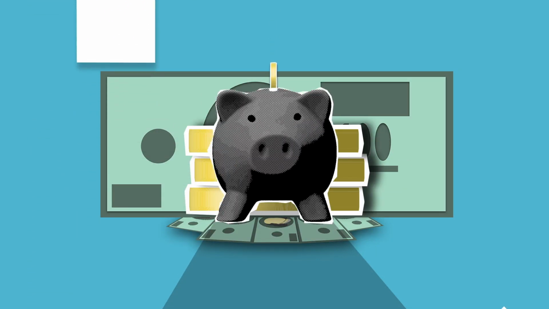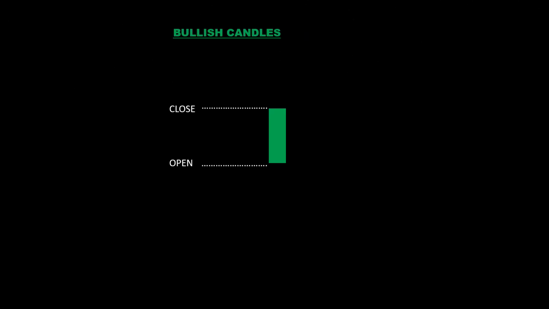Now let's break down the parts of a candlestick. There are 2 main parts, which are the body and the wick or shadow. The body shows the range between the open and close. If the close is higher than the open, the body is green or white. That's a bullish candle. On the other hand, if the close is lower than the open, it's red or black.